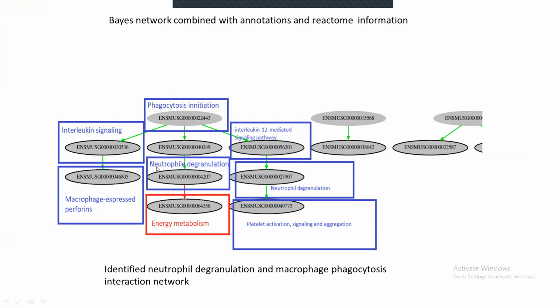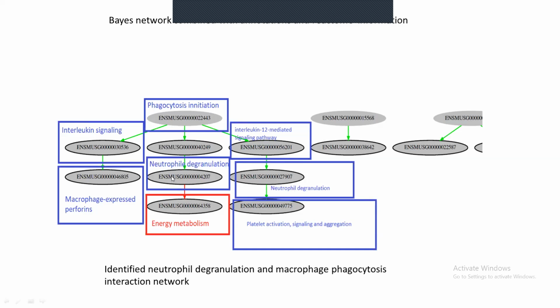Phagocytosis, neutrophil degranulation, energy metabolism, right? So it's logical. Neutrophils are also immune cells. Their degranulation is part of the phagocytosis process. So they're logical, right? And energy is needed to do that. So cells should be saving the energy from other processes to be able to conduct phagocytosis. And these are some logical steps.